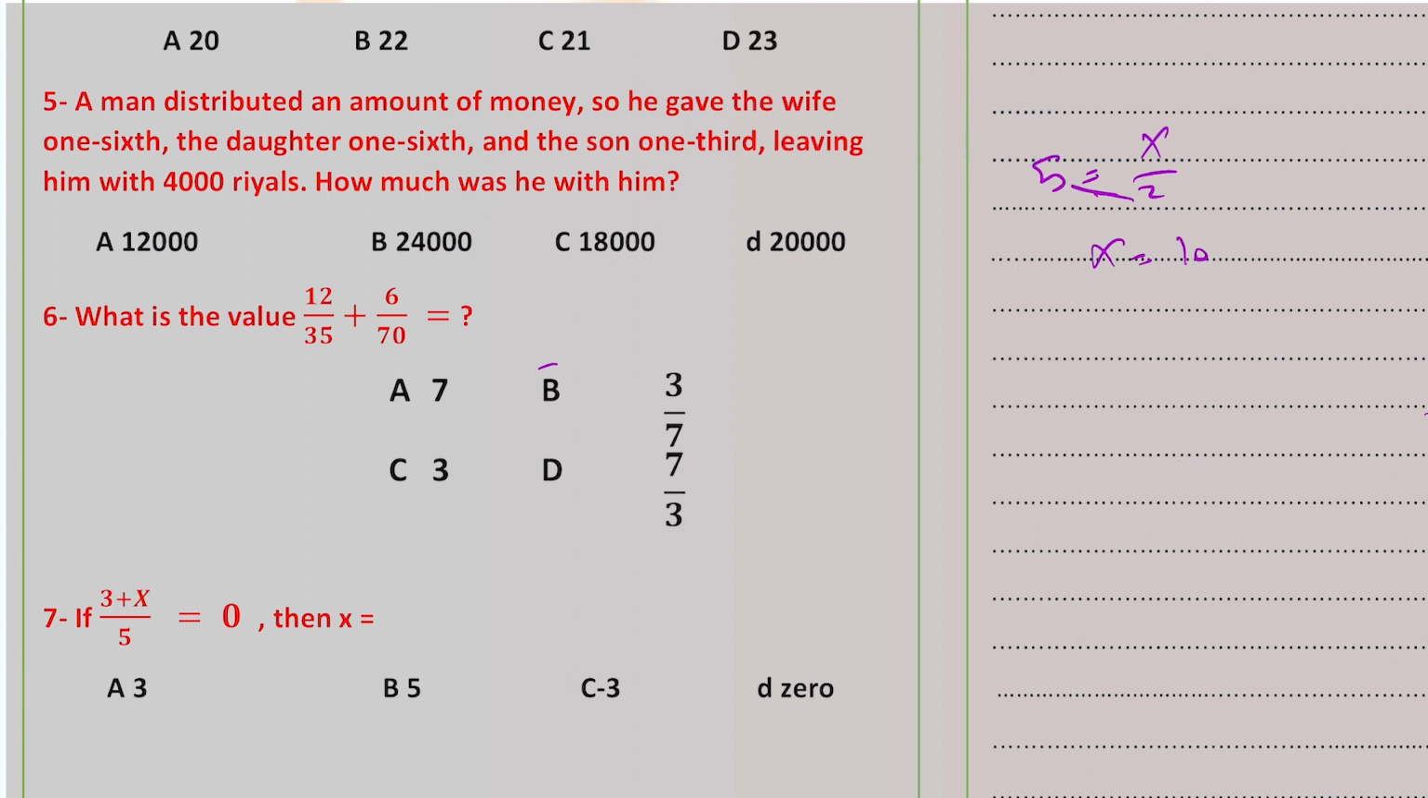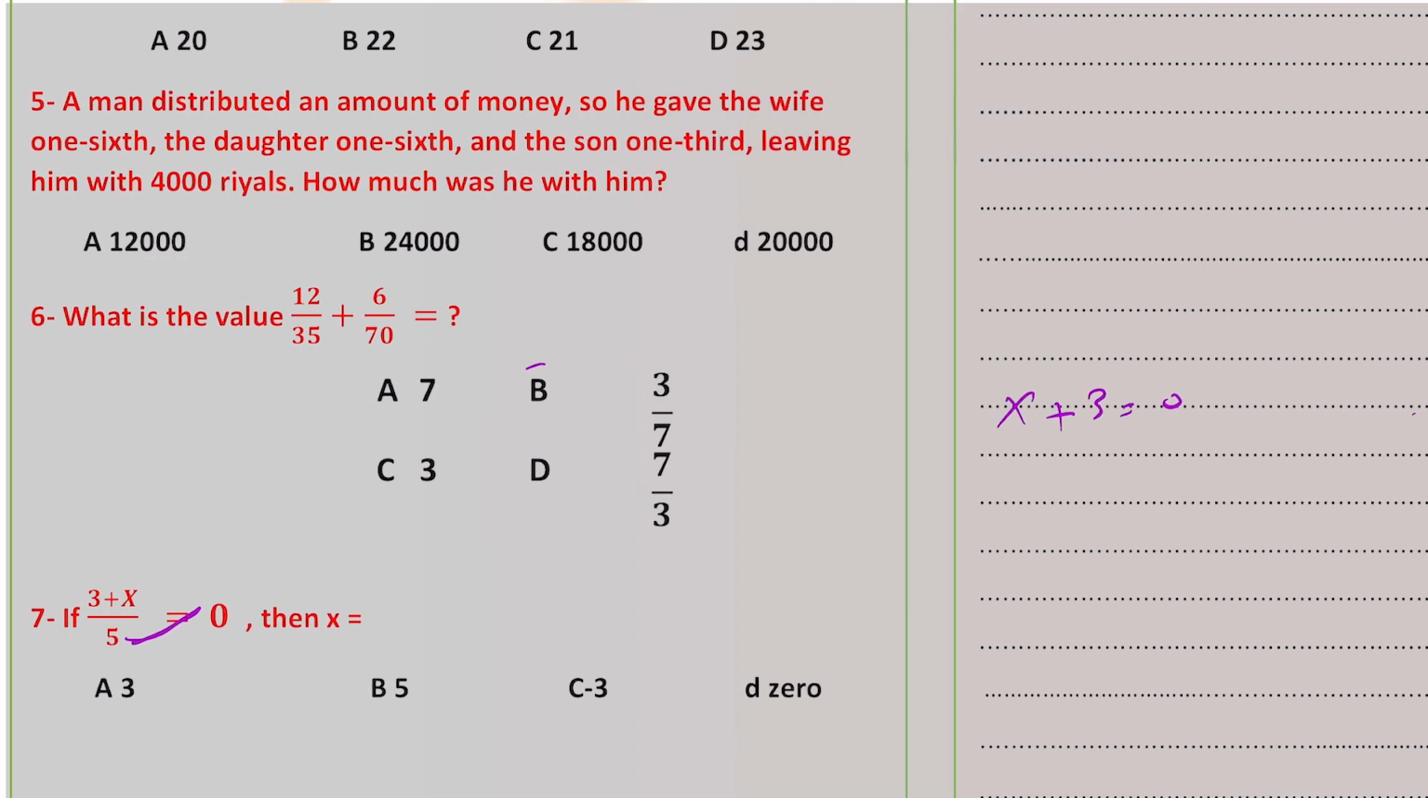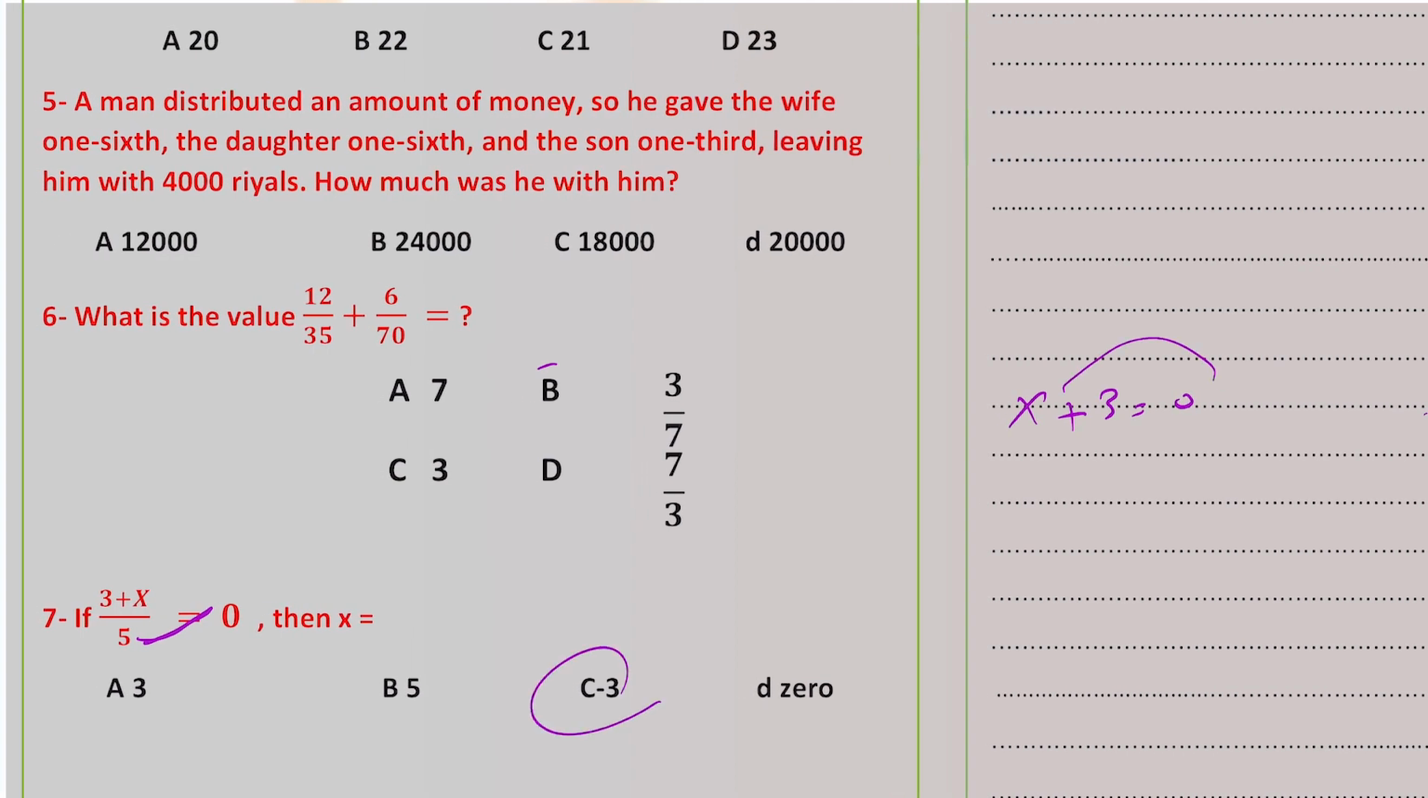This is an important technique, and we will use it if I have a fraction equal just one number. So here, I will just multiply here and here. So x plus 3 equals 0, because 5 times 0 is 0. I will move 3 to the other side. It will be negative 3. Okay?